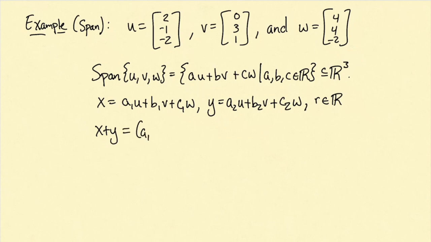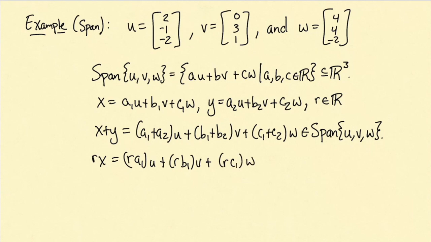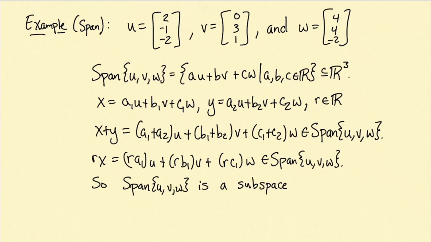For addition, we note that when we add these two vectors, x and y, together, we simply add the coefficients. And so x plus y is, in fact, an element of the span of u, v, and w. For scaling, we note that we simply distribute the scalar to each of the weights. So this tells us that, in fact, the span of these three vectors is a subspace of R3.